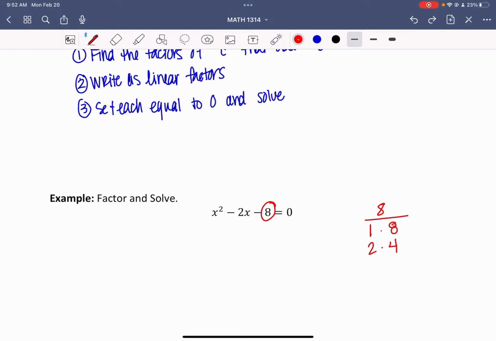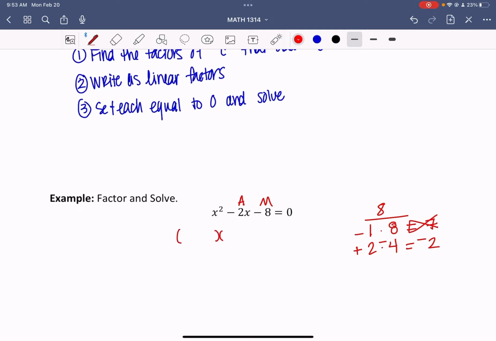Now, the fact that it's a negative 8 means one of them in the pairing had to have a negative. So I'm going to go throughout and say, okay, I'm looking for what will multiply to give me the negative 8 and add to give me the negative 2. So I'm going to look throughout my list and add them up. When I add those up, that gives me a 7. So that's not it. When I add these up, it gives me a positive 2, and I want it negative, so that means the negative should have been on the 4, and that would add to give me a negative 2. So next, I'm going to write it as linear factors.